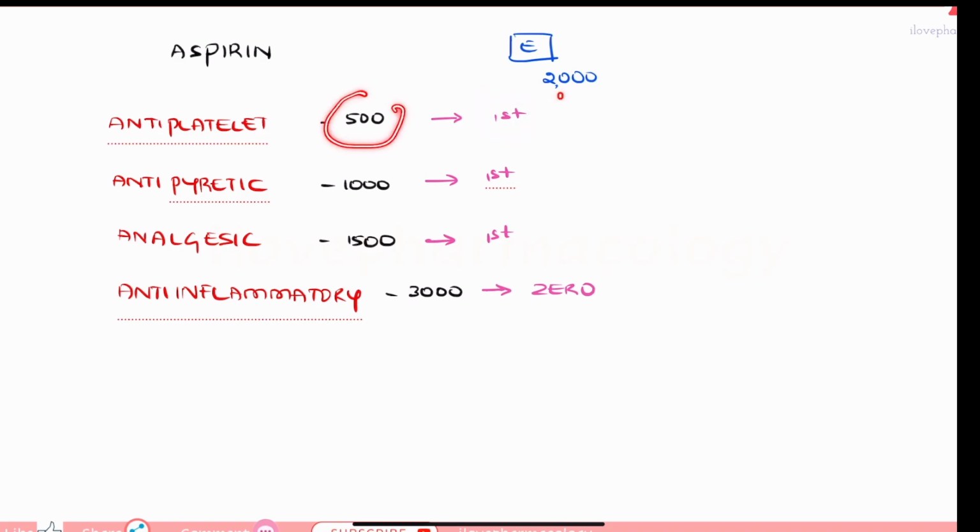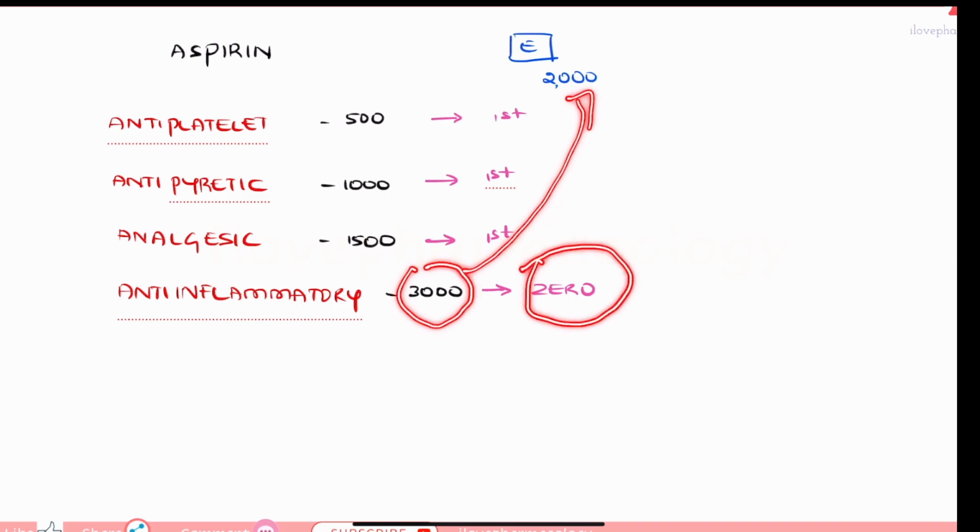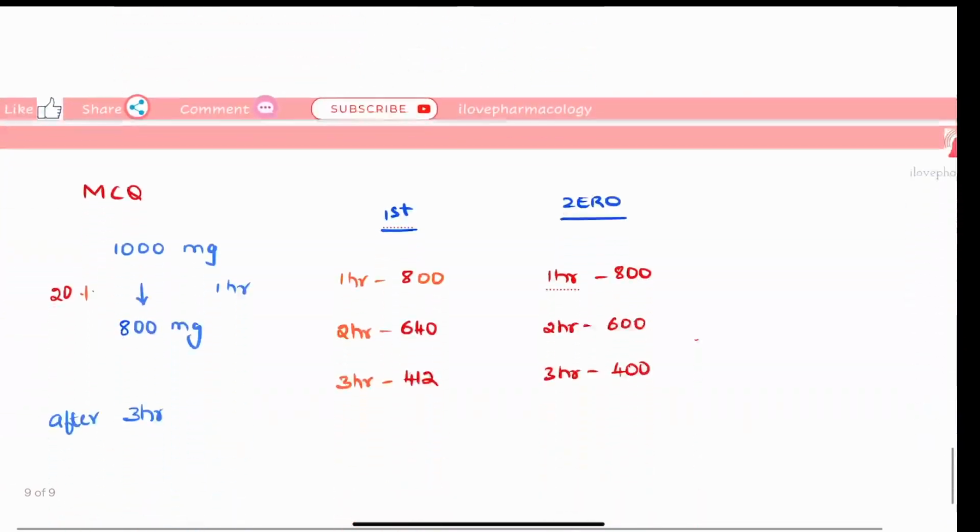So the enzyme is sufficient to metabolize this. Again, the enzyme is sufficient to metabolize 1000 molecules. Again, the enzyme is sufficient to metabolize 1500 molecules of aspirin. Only at the anti-inflammatory dose is the dose more and the enzymes fewer. Here it follows zero order kinetics. Once the molecules reduce to 200, it follows first order kinetics. So at low dose it follows first order kinetics, and at higher doses it follows zero order kinetics.